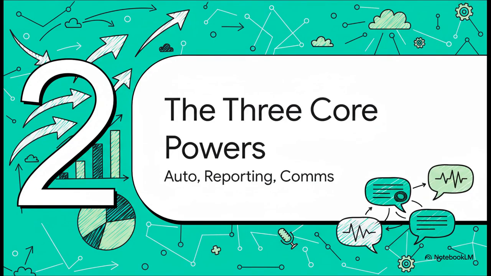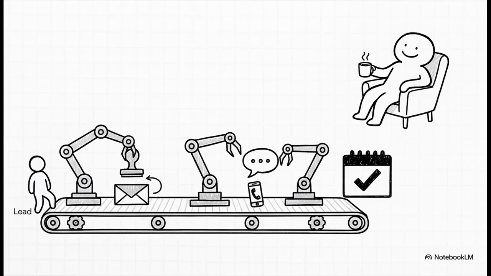Okay, so how does Go High Level actually pull all this off? Well, it all boils down to what I like to call its three core powers. These are the functions that really make the platform tick. Let's dive into each one. All right, first up, automation. This is the big one. It's all about putting your business on autopilot.